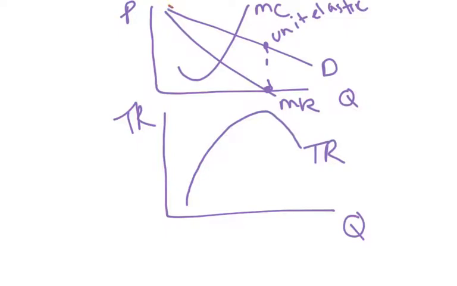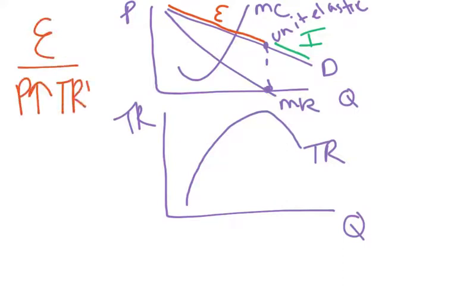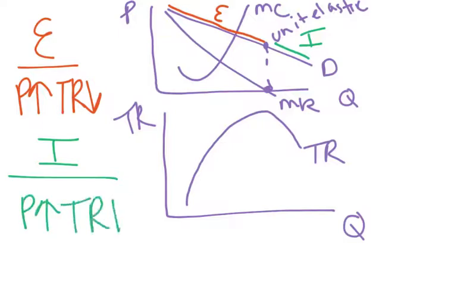Anything to the left of it, so this point right here, this is the elastic portion of the demand curve, meaning elephants under the influence. Anything to the right of that point is going to be inelastic. And it just shows the relationship between total revenue. So for elastic, when price goes up, total revenue goes down. And price goes down, total revenue goes up. For the inelastic portion of the demand curve, when price goes up, total revenue goes up.